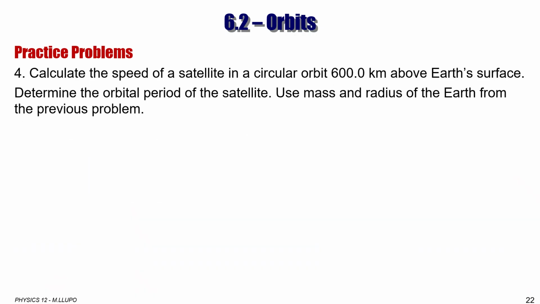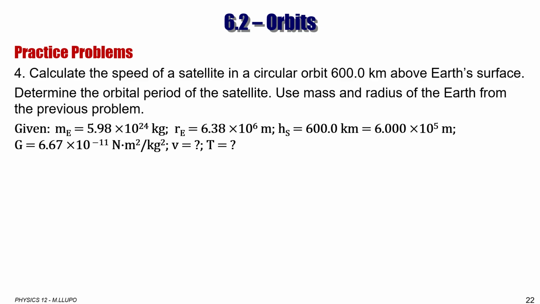Here is another problem. Calculate the speed of the satellite in a circular orbit 600 kilometers above Earth's surface. Determine the orbital period of the satellite. Use mass and radius from the previous problem.